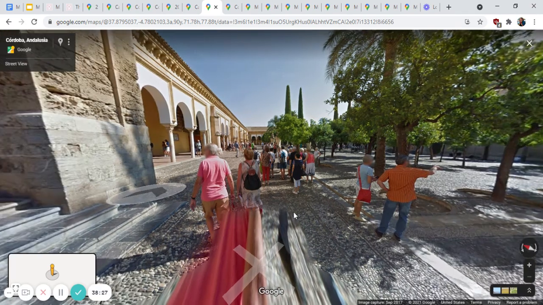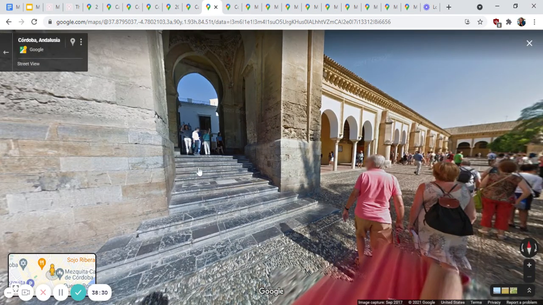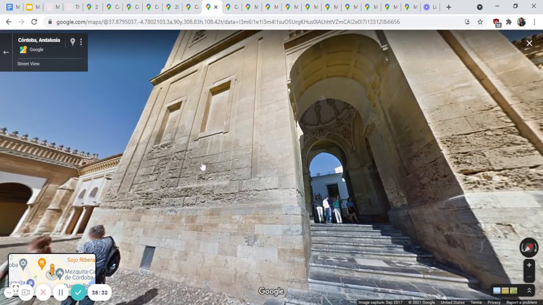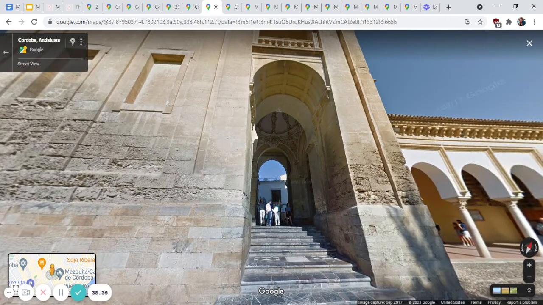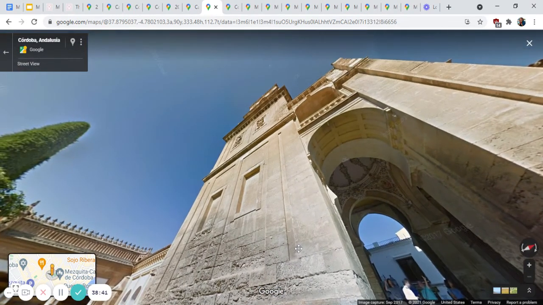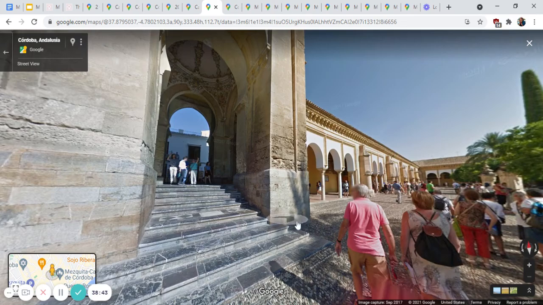I also wanted to give you a chance to take a look, if this will allow me, at the bell tower. You can tell by the people in there for scale. This is very tall. It's just a lot to look at. I'm sure it's a lot of stairs.